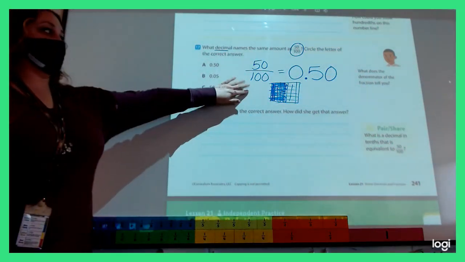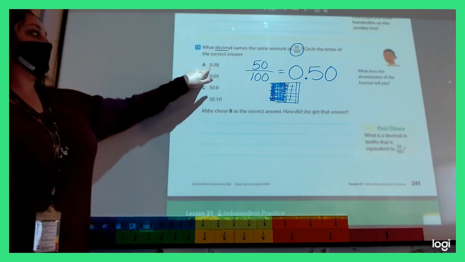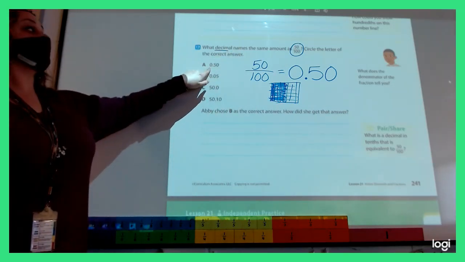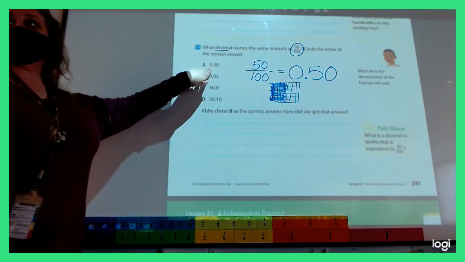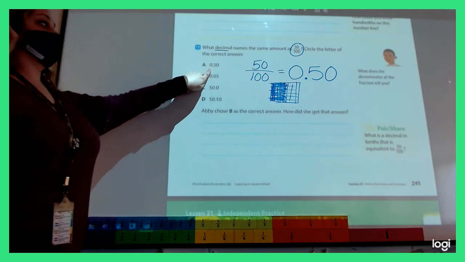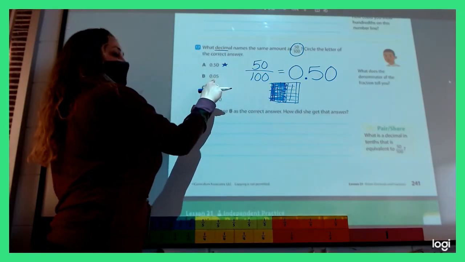All right, remember, this is what I recommend. Before you look at your answer options, work it out yourself a bit. Does that look pretty good? Okay. Did it say circle all the letters, or do we only have one answer? Noah? Only one. Okay, so that one looks pretty good, but let's make sure the others aren't good. Will this one work? No.